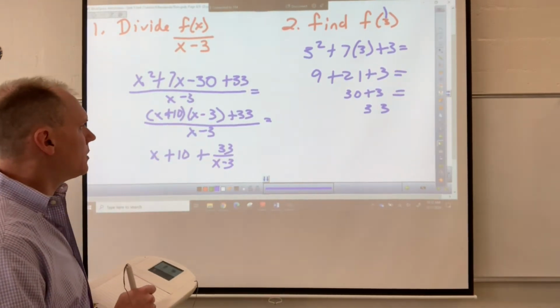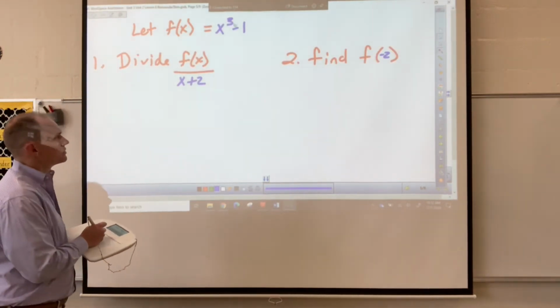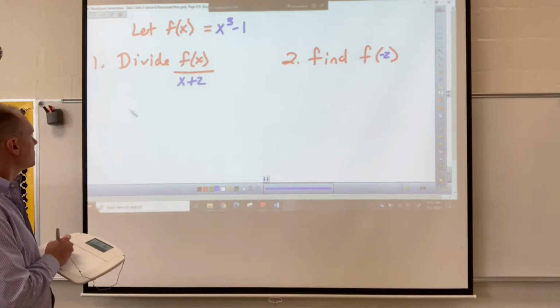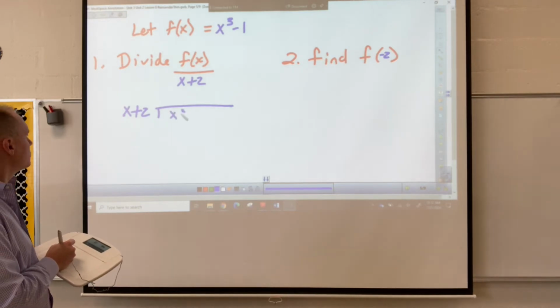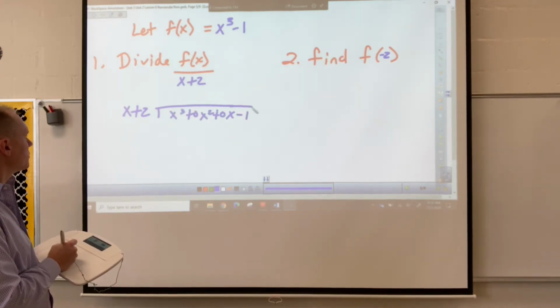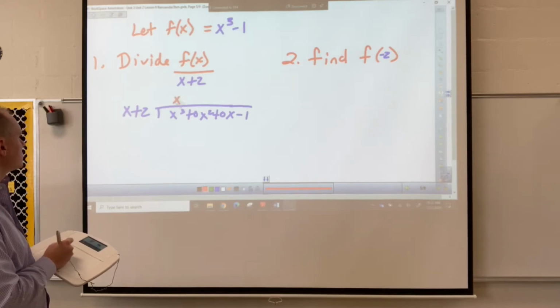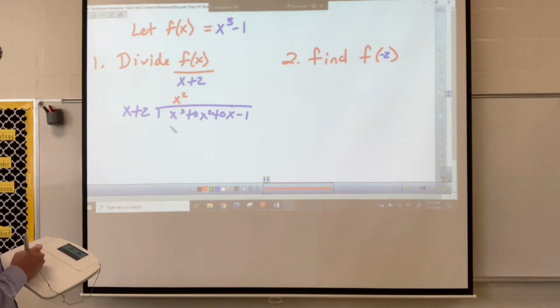Okay, so up next, let's try another one. We have f of x now as a cubic. We're dividing by x plus 2. Let's go ahead and do some long division here. X plus 2 into x cubed plus 0x squared plus 0x minus 1. Don't forget your placeholders. Let's see. X goes into x cubed x squared times. X squared times x is x cubed.